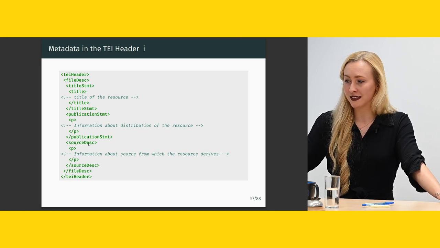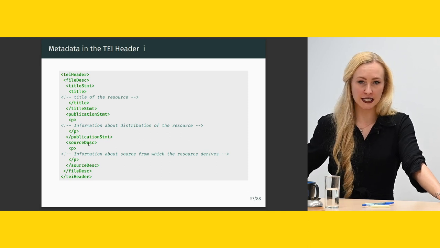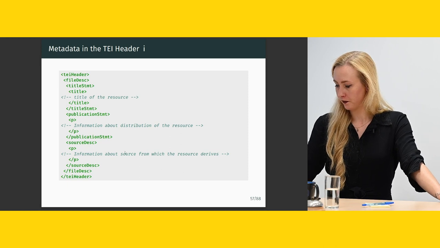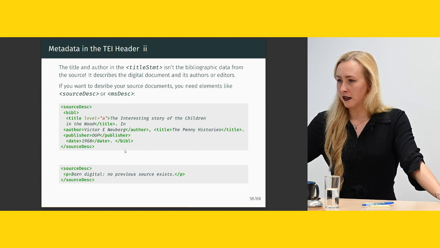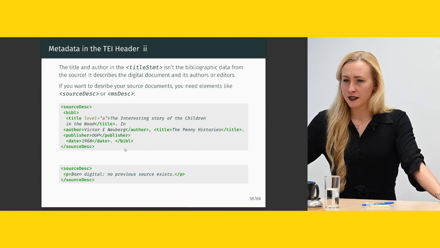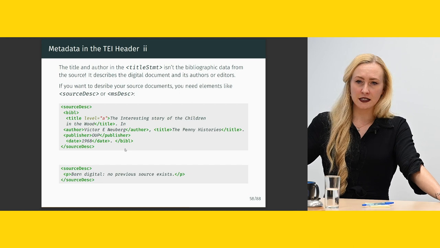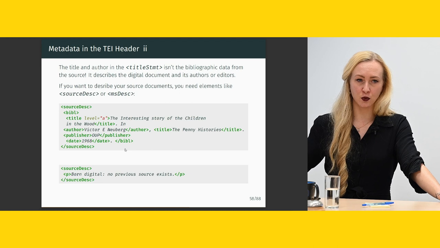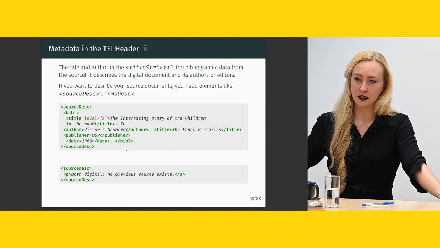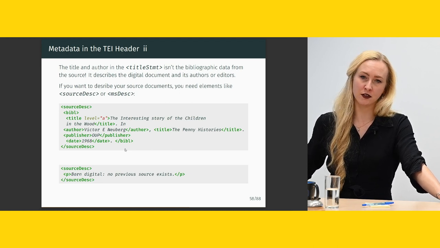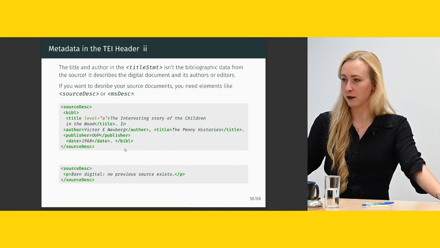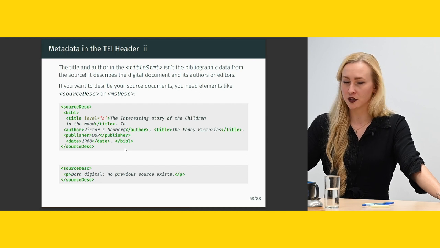There's a source description, and this is where it gets interesting for us. This is where we describe our source, so the actual book that we're talking about. So, as I've already mentioned, the title and author in the title statement are not the bibliographic data from the source. This is you. So if you create this document, you could say you're the author or you're the editor, and you could declare the responsibility that you are the editor, for example. So make sure that you describe that correctly.